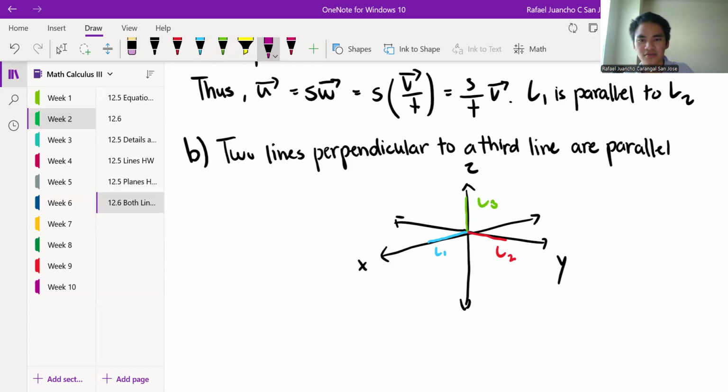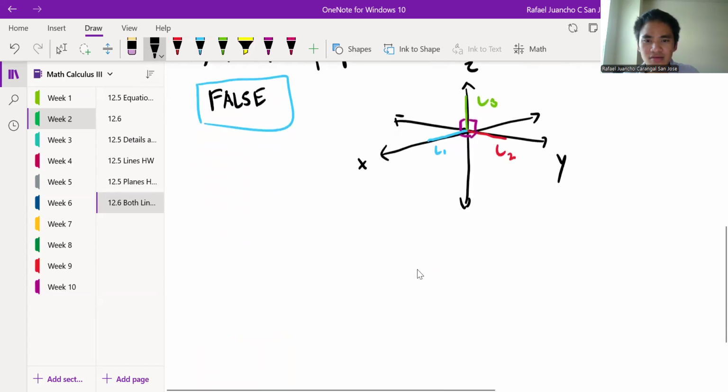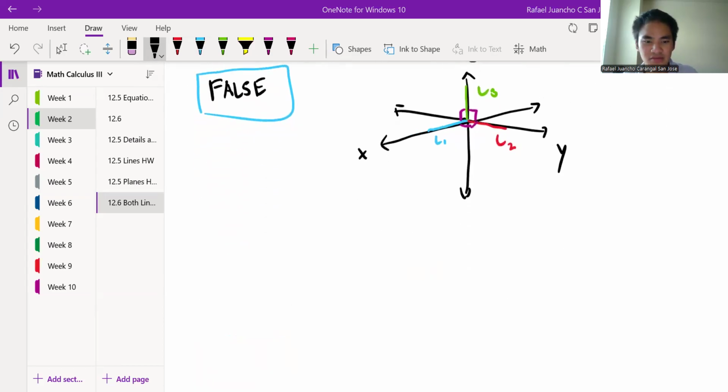Now here you notice that two lines, L1 and L2, are perpendicular to line 3, but are the two lines parallel? No, they're also 90. So this is false. That's all it's saying. Just kind of interesting. So that one's false, apparently. Okay. Two planes parallel to a third plane are parallel.